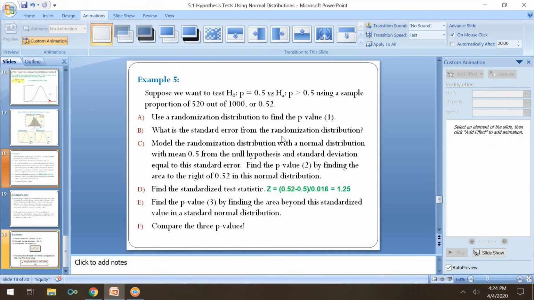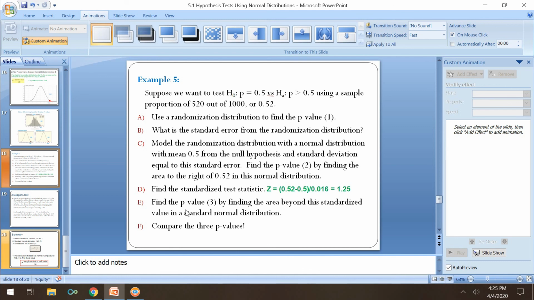So all three methods, whether you are using your randomization to find the p-value, or the normal distribution, or the standard normal distribution, they all should give you the same p-values. The differences are in the randomization distribution, you're entering the null. You're generating several samples to get the SE, and then you are adjusting the cutoff to get the p-value. For the normal distribution, you're using the null mean, and you're using the standard error from the previous randomization, and then you are using your sample statistic as the cutoff to get the p-value.